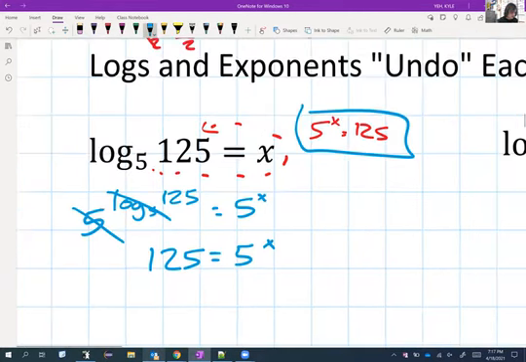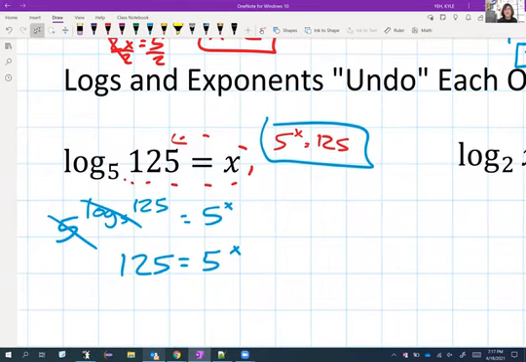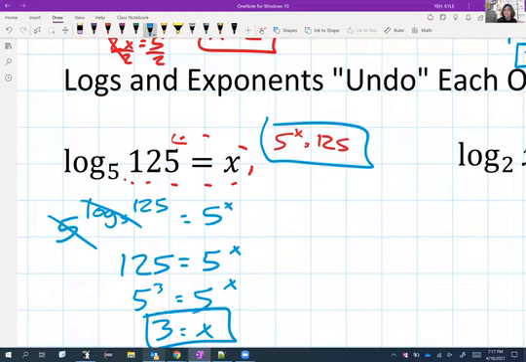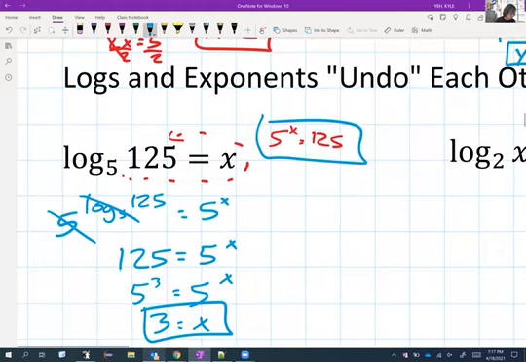Let me really quickly, though, finish this. So 125, I happen to know that one. That's 5 cubed equals 5 to the x power. So 3 equals x. So that's what's actually happening with the loop: we are getting rid of the log by going whatever the base is. In this case, it was 5. 5 to the left equals 5 to the right. And when you do 5 to the log base 5, they're gone. Okay.